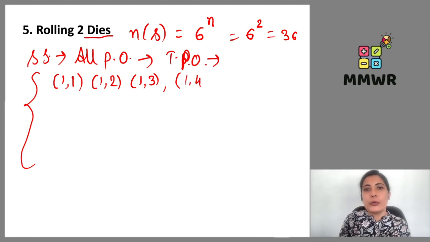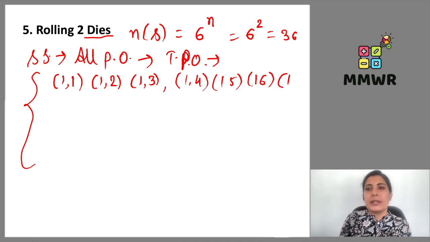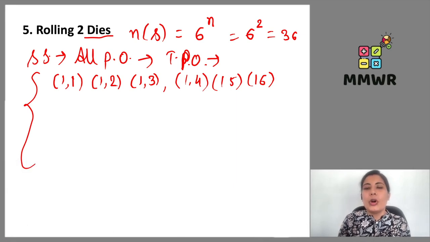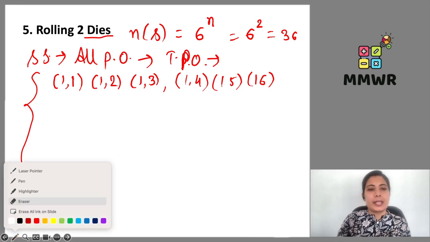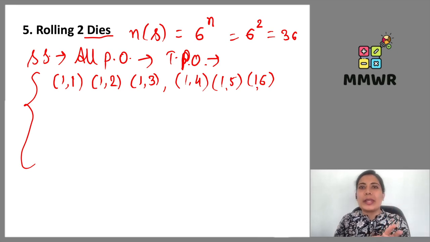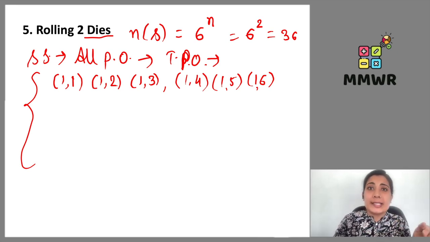Then same way 1 4, same way 1 5, same way 1 6, same way 1 7. Is it possible to have 1 7? Of course not, because the dice doesn't have 7 number on any of the faces. किसी भी face पे 7 number होता ही नहीं है, right? So 1 1, 1 2, 1 3, 1 4, 1 5, 1 6, ऐसे 1 से मैंने 6 कॉम्बिनेशन क्रिएट कर दिए.